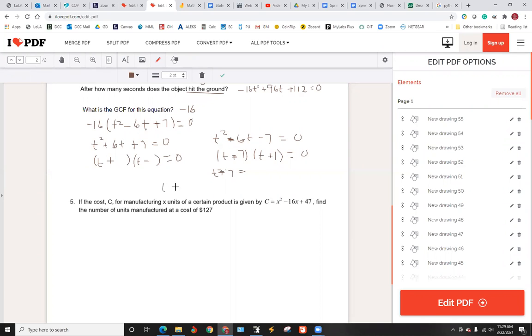So this is t minus 7, and t plus 1. So t plus 1 gives us t is equal to negative 1. Since we're talking about time, then we don't want that one. So t minus 7 is equal to 0. So t is equal to 7. So that's the positive. So 7 seconds.